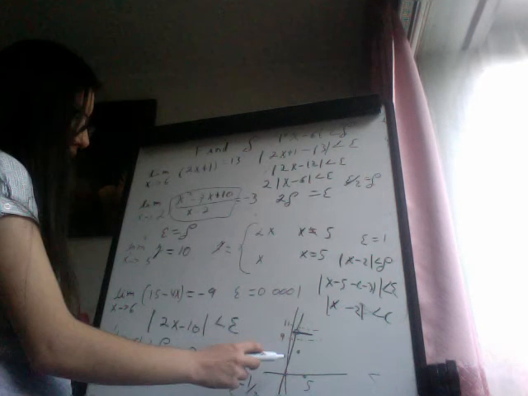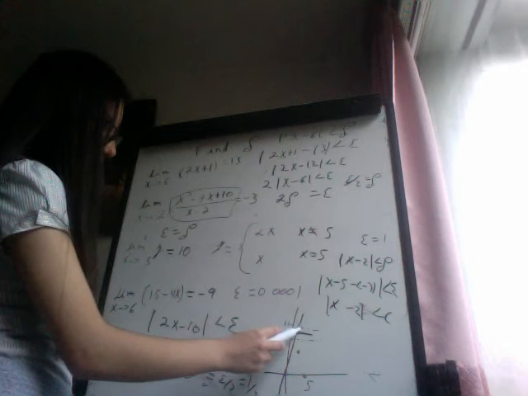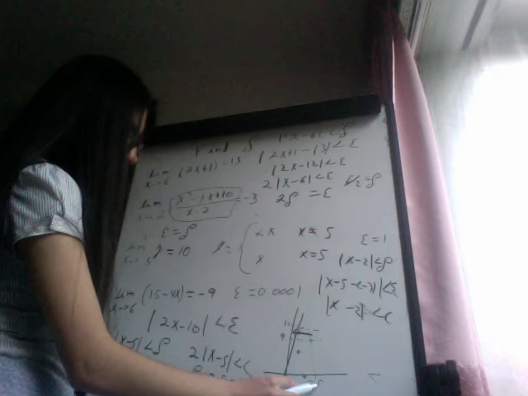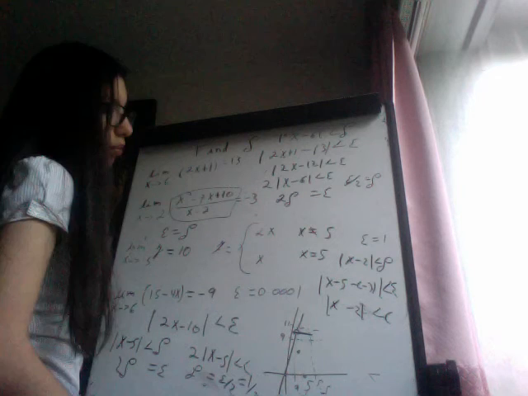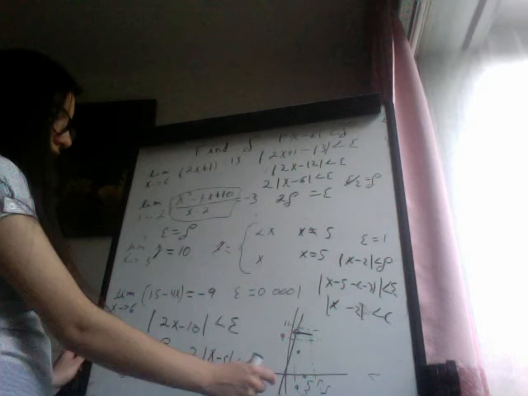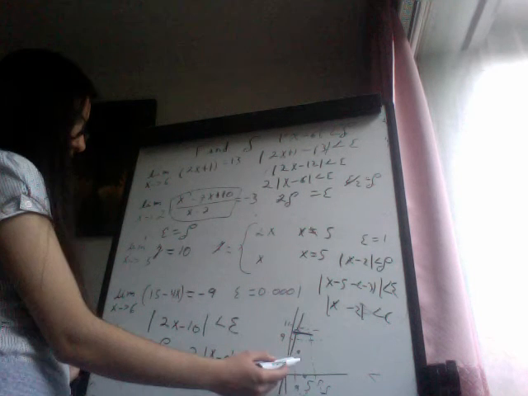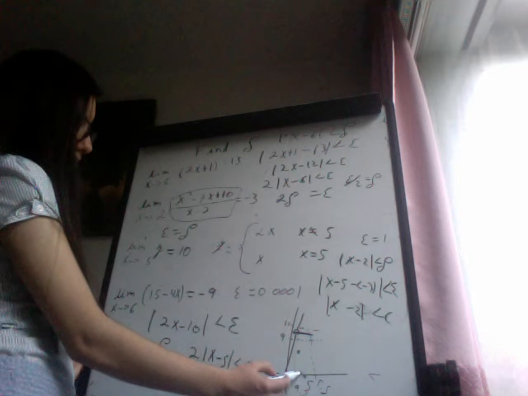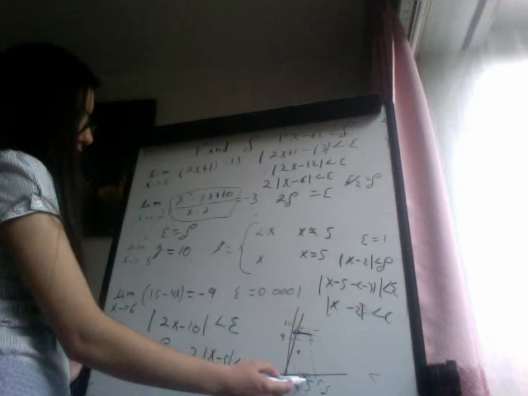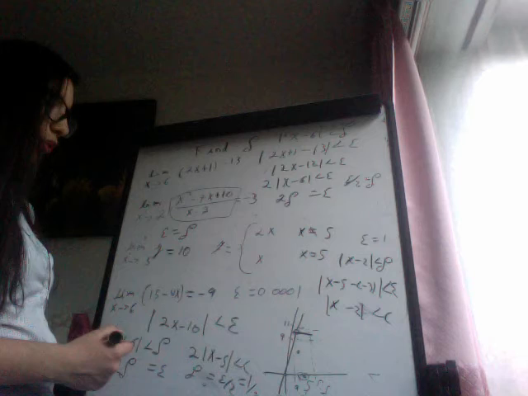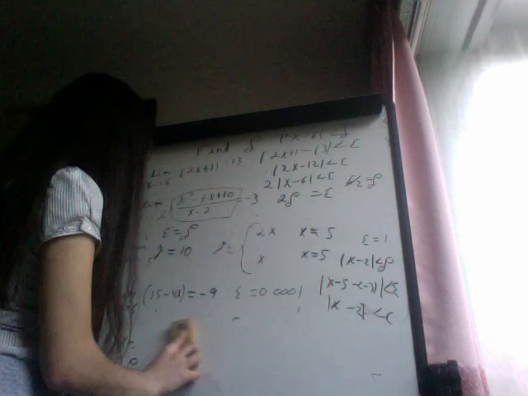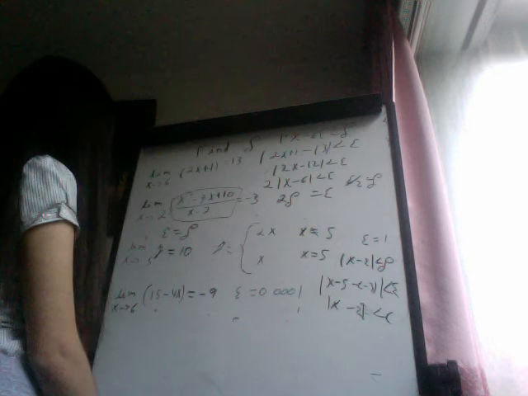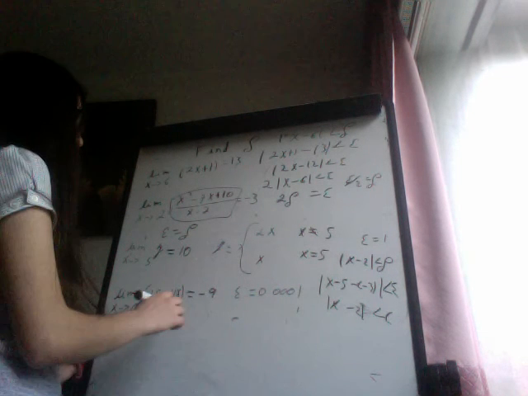So delta is 1/2. So 9 and 11 correspond to 9.5 and 5.5 on the x axis. So our distance between x and the value a, in this case 5, is 0.5, that's delta.